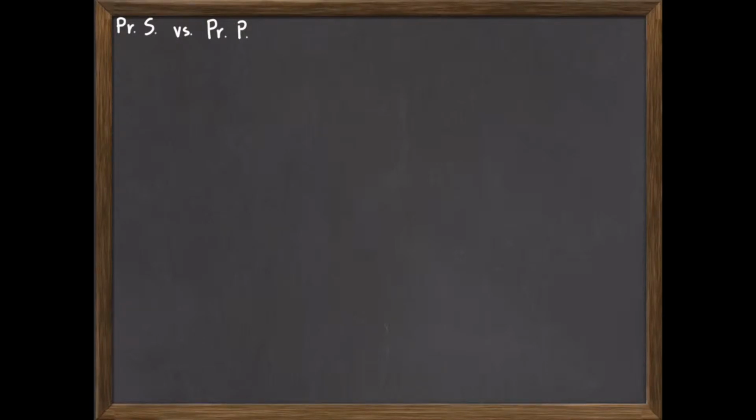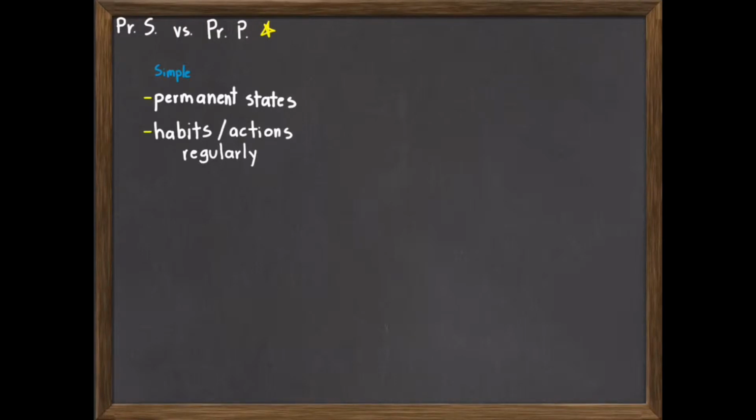First, present simple against present progressive. In this module, we looked at what present simple is and what present progressive is. Now, we use the present simple when we're talking about permanent states, something that is permanent, like I live in Chicago, Ben lives in China. That's present simple. It's something permanent.